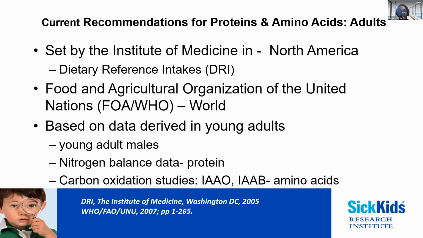And so current protein and amino acid recommendations are set in North America by the Institute of Medicine, and they come under the umbrella of the Dietary Reference Intakes, the DRIs, and for the world by the Food and Agricultural Organization of the United Nations, the FAO. And these recommendations are largely for adults. They're based on data derived from young adults only, particularly young adult males. The protein requirement in particular is set based on nitrogen balance data, whereas the amino acid recommendations are based on carbon oxidation studies from our lab and the lab of Anura Kurpad in India.